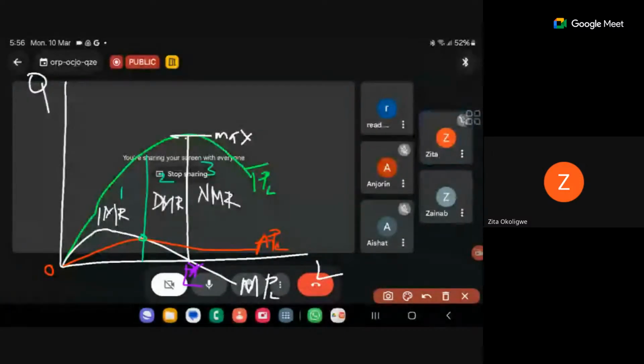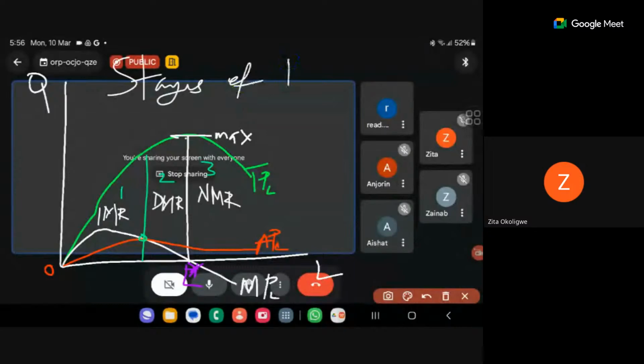Okay, now let's look at what happened at each stage. Let us analyze each stage and bring out the relationship. So let's start with stage one. Don't forget the heading of this diagram is stages of diminishing marginal returns. This is the law that governs short-run production, which is also called the law of variable proportion.